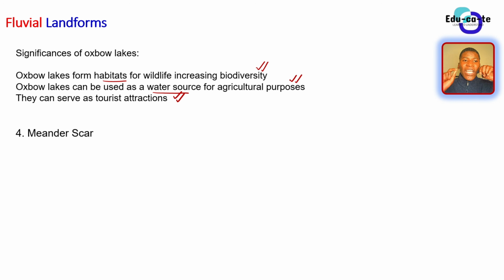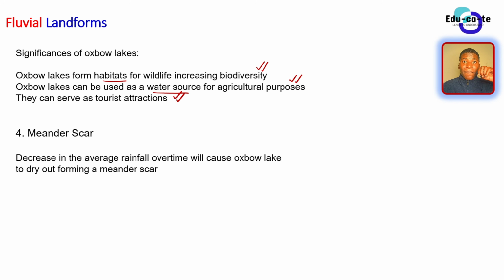Now, we have got another minor landform known as a meander scar. The meander scar comes from the oxbow lake. So basically, the oxbow lake, since we have said that it has got the remaining water that it had when the river was still running through it, but now it is cut off. Remember, it is now cut off from the mainstream, so it doesn't have a reliable supply of water.